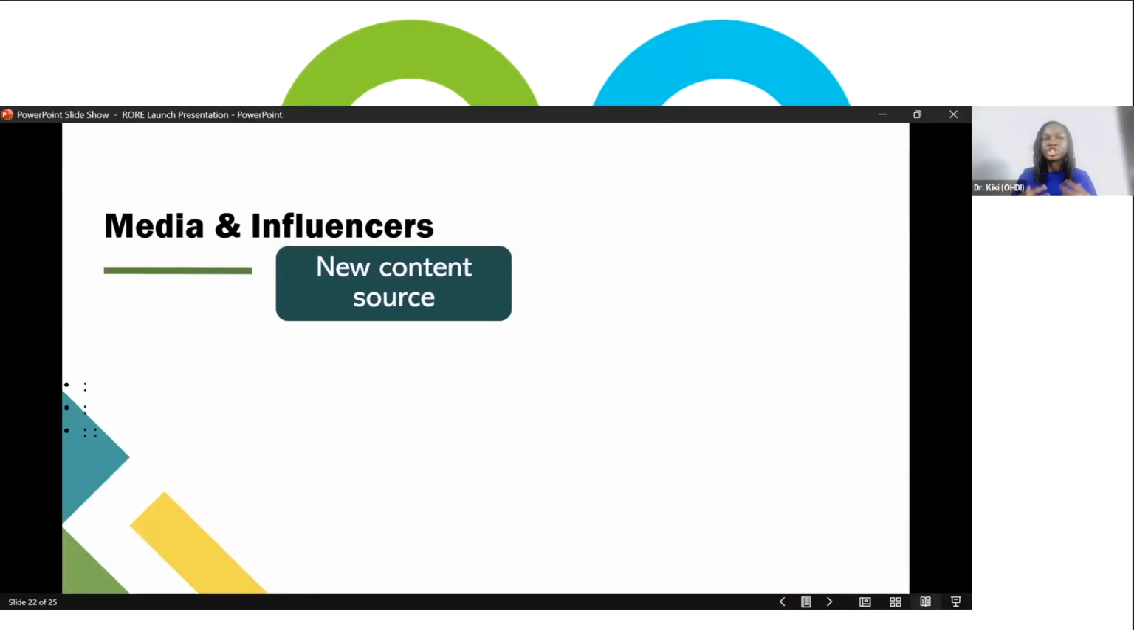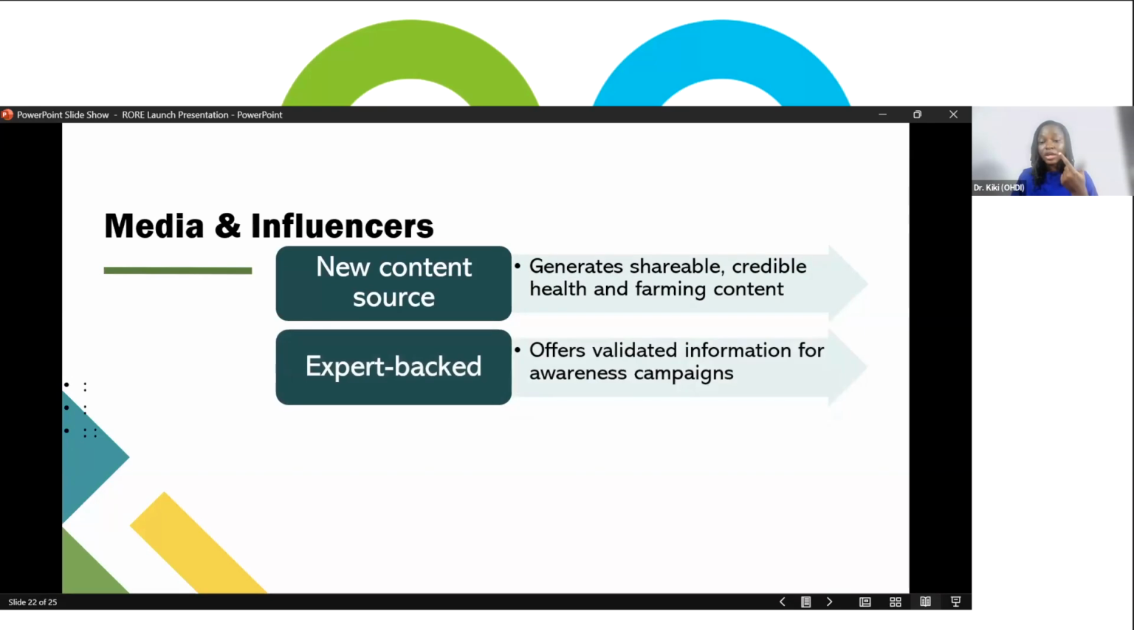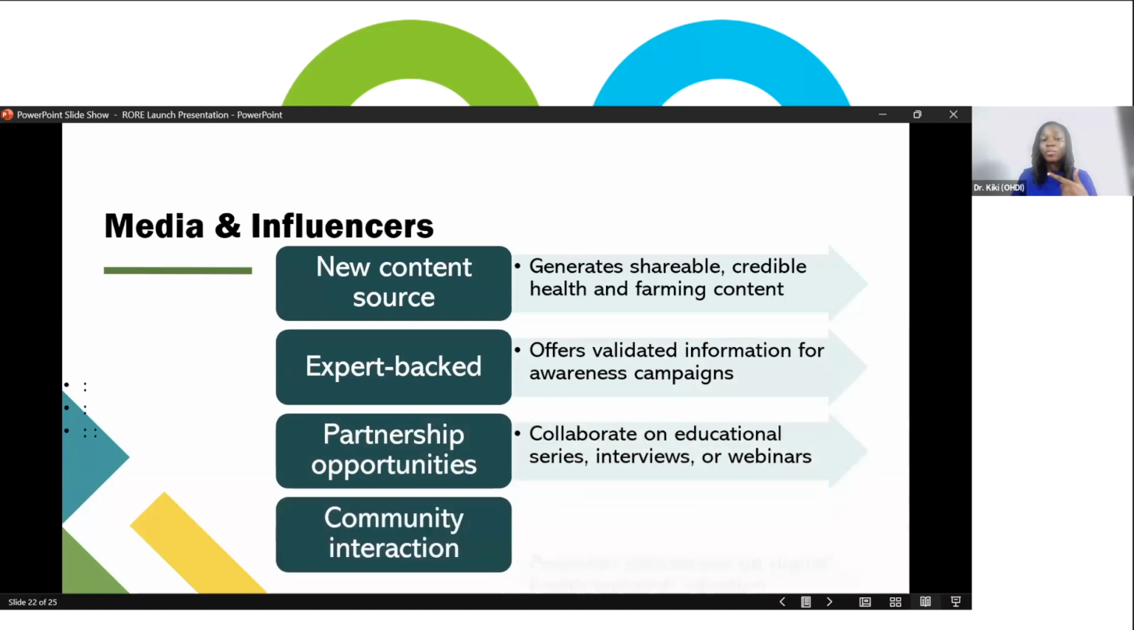So for sharing and disseminating good or quality information, you can use Rore as a source to validate and ensure that you are passing the right message across to populations, especially when there are issues of public health crisis or climate crisis. All of these things are very important. So it helps to generate shareable, credible health and farming content. The information you get from Rore is expert backed, so you are covered in that area. Of course, there is also an opportunity for partnerships and community interaction, particularly with your population, whether it's radio, newspaper or social media.